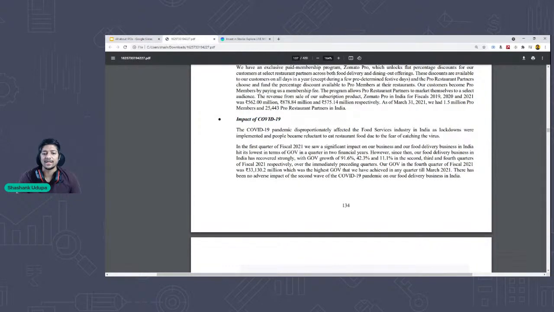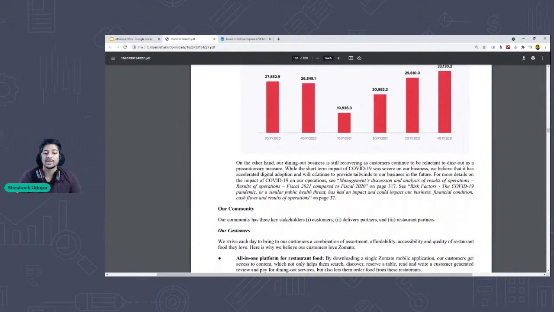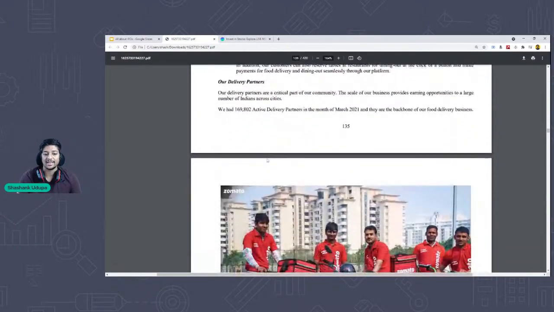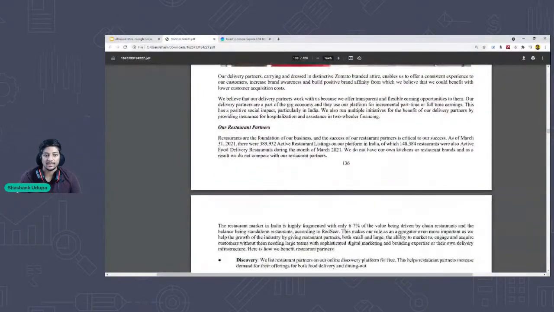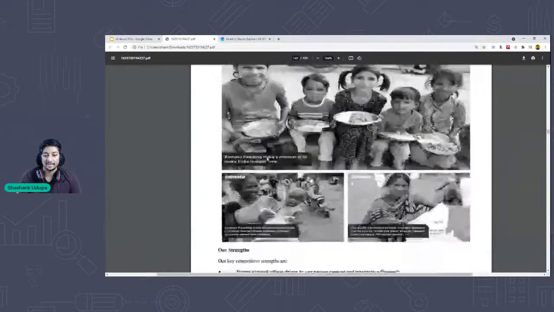Impact of COVID-19 on their gross order value, because when COVID happened, in the initial few months, none of us were ordering from outside because it was unsafe. So until everyone got vaccinated, they were talking about how it grows. Then they talk about the community. So this section, which is basically our business, talks about the entire business of Zomato, right? Whatever you want to know about Zomato, it'll talk about this in this segment, right?